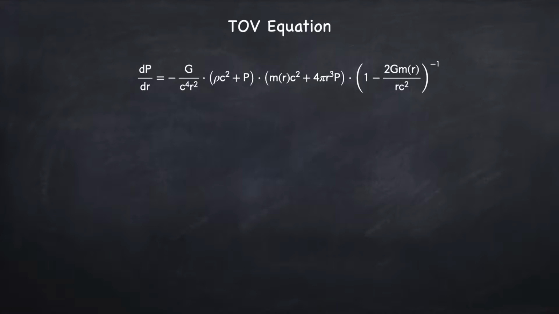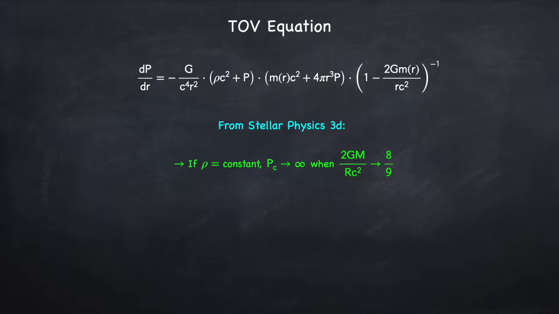TOV stands for Tolman, Oppenheimer, and Volkov, and this equation is the general relativistic version of the hydrostatic equilibrium equation in Newtonian mechanics. In Stellar Physics 3d, we solved this equation assuming a constant density. And we found that under such conditions, the central pressure will go to infinity if the metric deviation, which is this quantity 2GM over rc squared, goes to 8/9. Meaning that if the metric deviation is 8/9, there is no amount of pressure that can support the star and it will collapse.